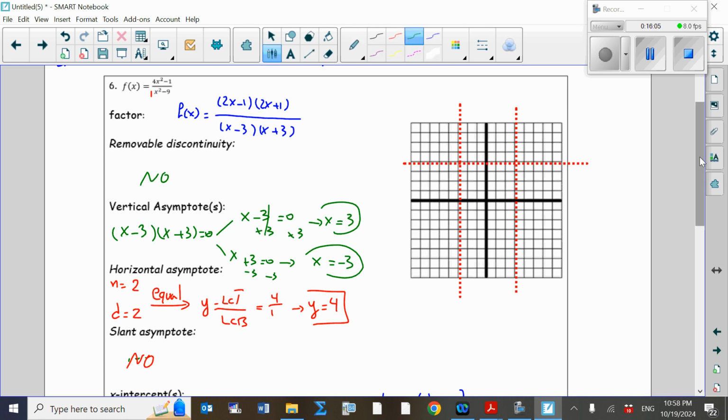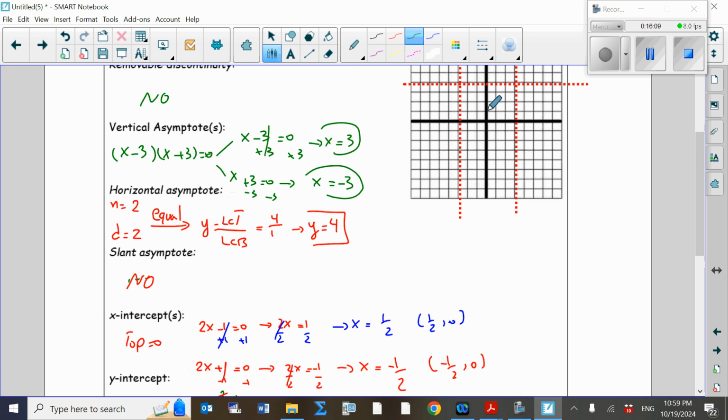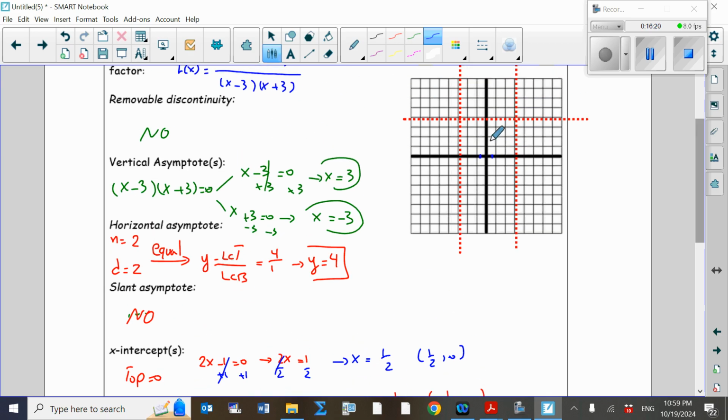We have x-intercept at 1/2 and -1/2. So there is one x-intercept here, another one here. And y-intercept is at 0 and 1/9. So that's going to be a small number over here, 1/9. Okay, now I need to start graphing my function.